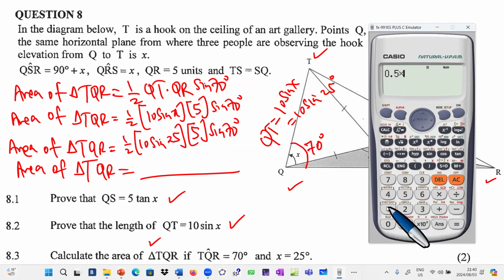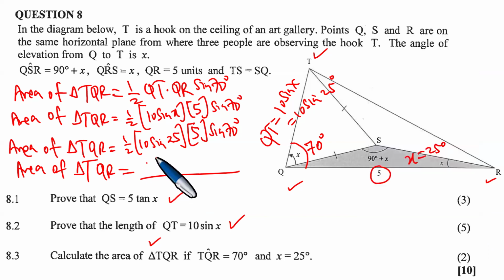0.5 times 10 times the sine of 25, times 5 times the sine of 70. So we have 9.93 square units. So the area of triangle TQR is that one.